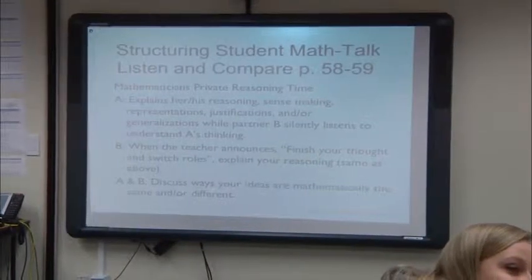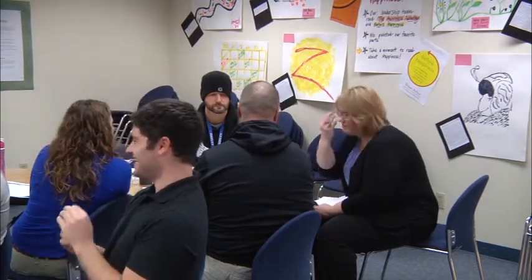Working on equations. Two different types of apples. I'm going to ask you to share that.